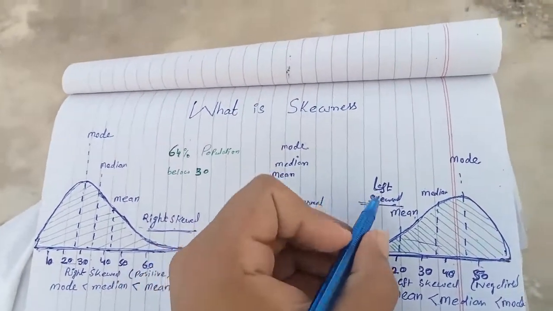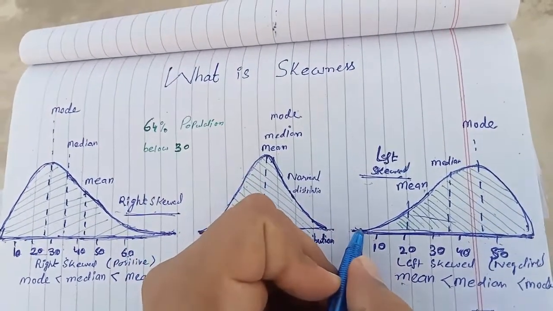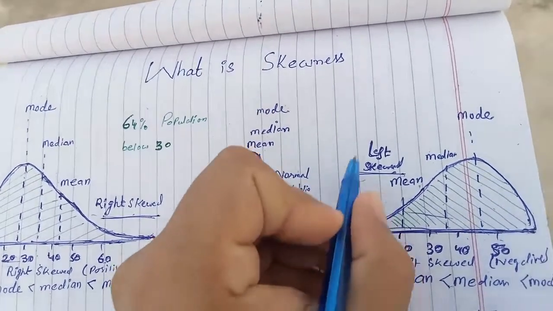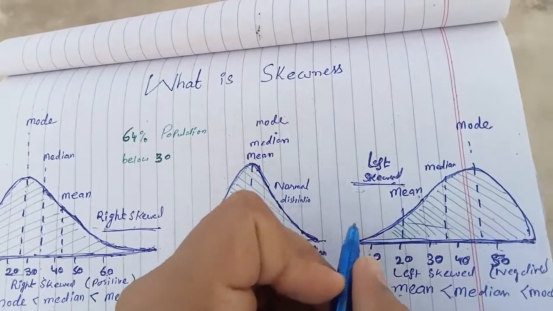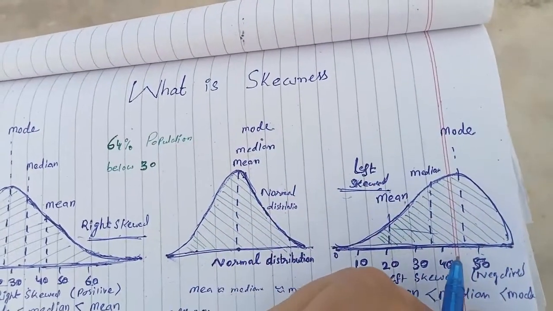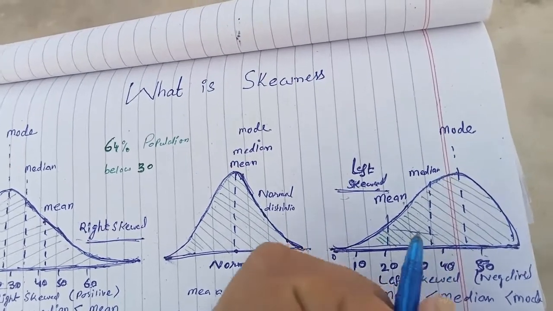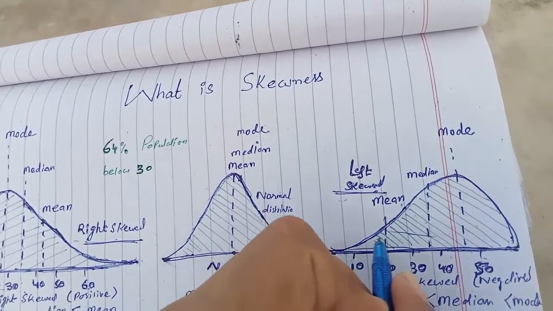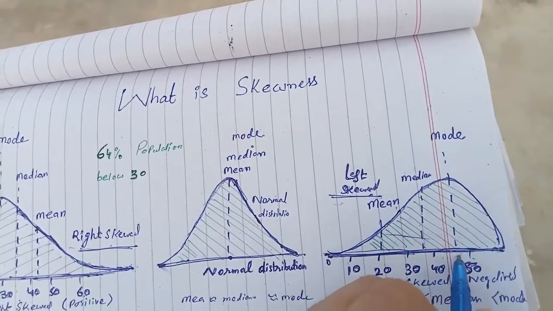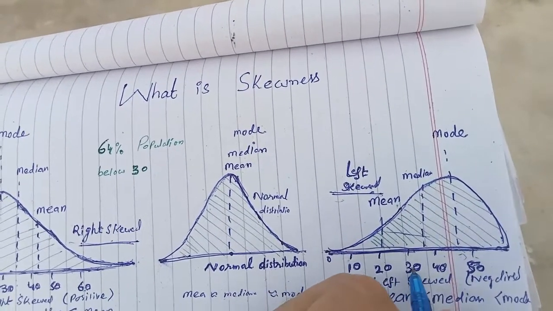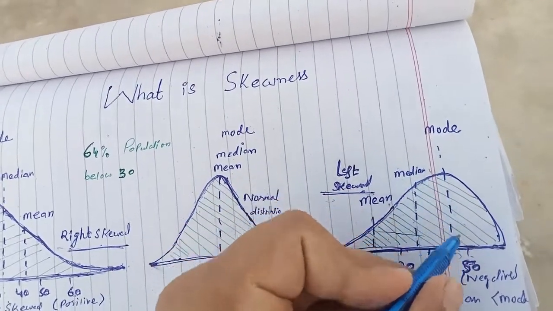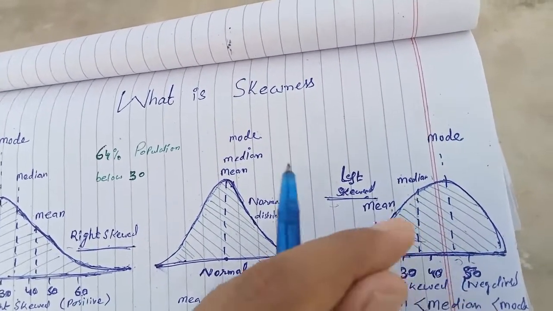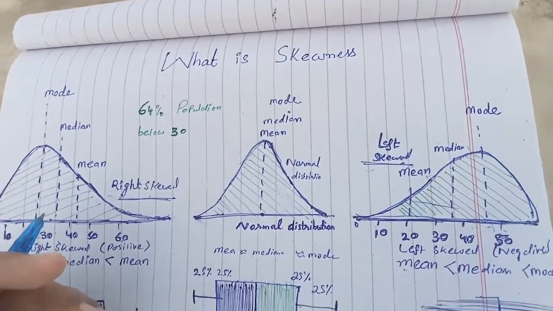If we talk about the left skew, you can see the distribution's tail is to the left side, which is why it is known as the left skew. In the left skew the hump is at the highest values. It will always be like that. There will be a lot of data at the highest values. You can see 10, 20, 30, 40, but there is a lot of data between 40 and 50. So that is what the left skew and the right skew are.